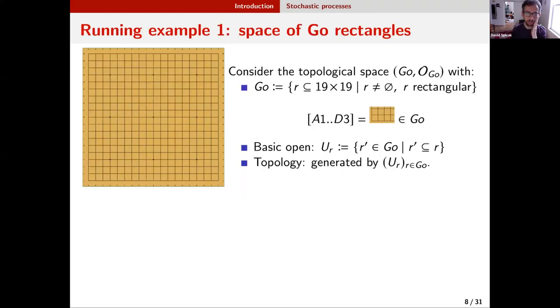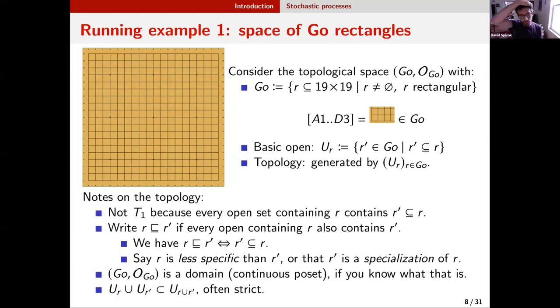Okay, so again, this running example, the space-time is going to be called Go with the topology O sub Go. And the points here, and this might be confusing at first, are not the 19 by 19 points, but those and all rectangles. So all non-empty rectangles of this board, like A1 through D3, this little part of the board over here is a point, not just a rectangle, not just a subboard. And so those are the points of my weird space. And a basic open will be some rectangle again, and what points it will contain are all the sub-rectangles of that rectangle. So I just want the topology generated by those basic open sets.